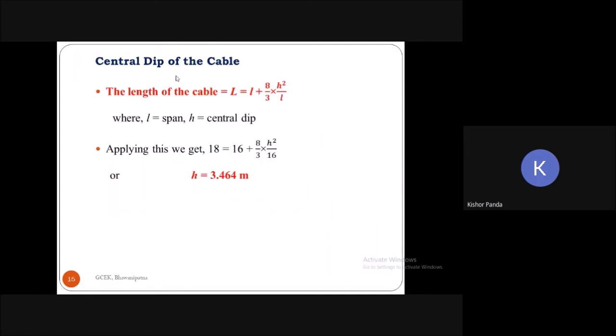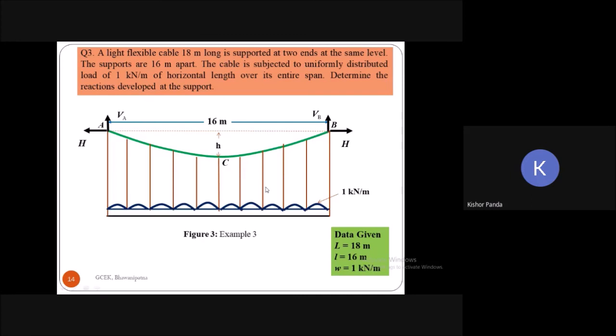So first to find out the central dip of the cable, you know this is the formula. The length of the cable, capital L, is equal to small l plus 8 by 3 into h square by l. So small l is equal to span and h is equal to central dip. Here you know the capital L, the length of the cable, and you know the distance between the two supports, the small l. After putting these two values, you can find out the central dip. So here you got the central dip is equal to 3.464 meter. This is the central dip of the cable.